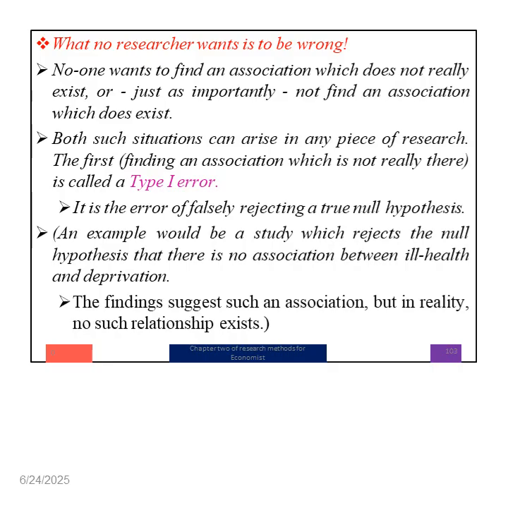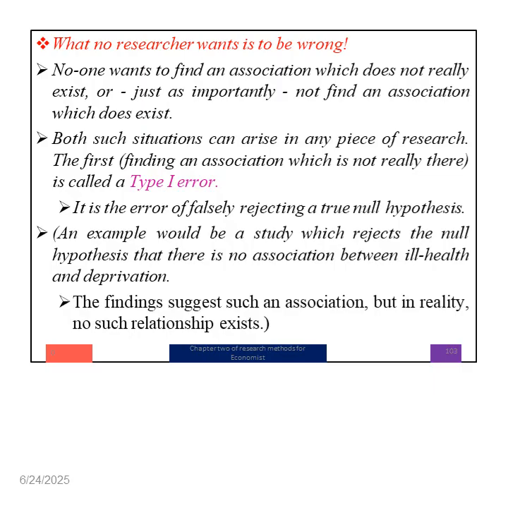The first, that means finding an association which is not really there, is called type 1 error. It is the error of falsely rejecting a true null hypothesis. I hope you know there are two types of error, that is type 1 error and type 2 error. This generally means when you are testing a hypothesis, when you reject a true value wrongly, that is type 1 error.